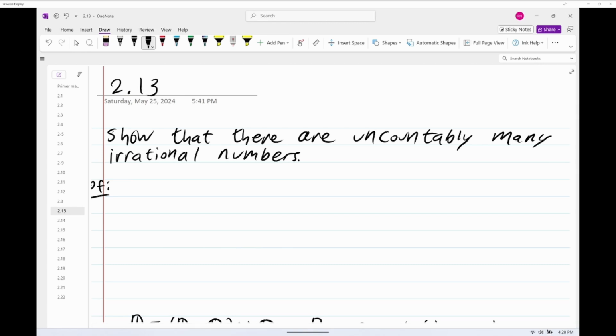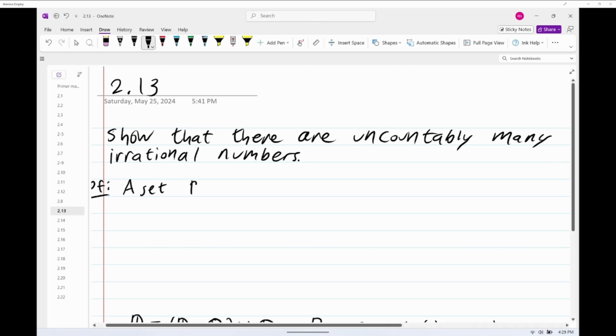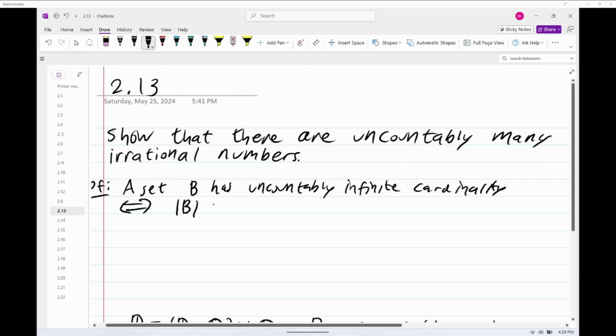Okay, well, real numbers. There are uncountably many irrational numbers. Let me look at my notes about uncountably many. That means a set B has uncountably infinite cardinality if and only if the cardinality of B is strictly bigger than the cardinality of N. So the reals are uncountably infinite, for example.